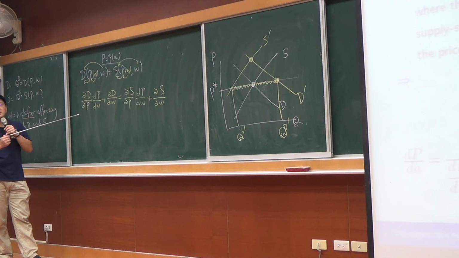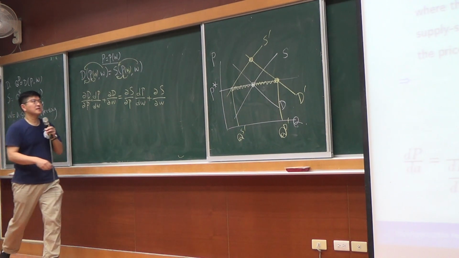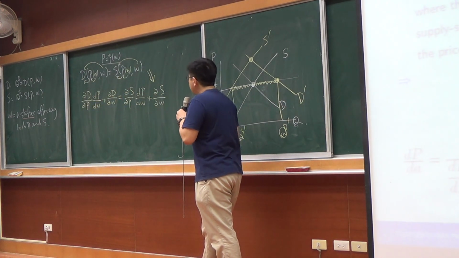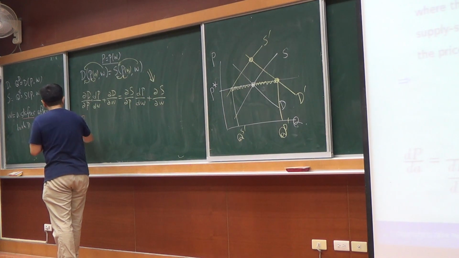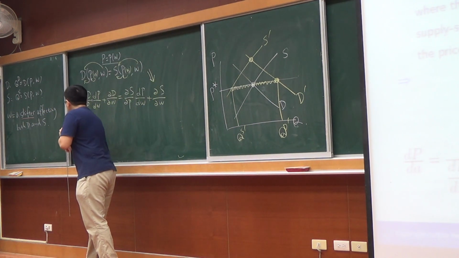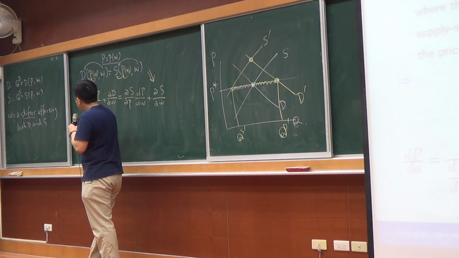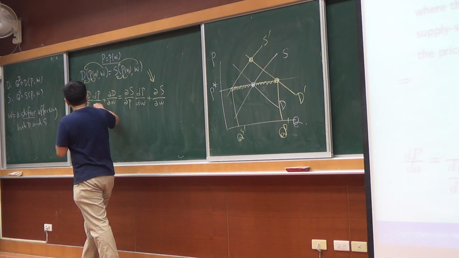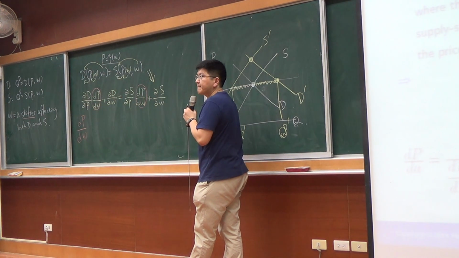I hope you can be familiar with this manipulation. This is just the total differentiation. And now we want to know about this term, dP dW. What is the size of the change in P caused by a 1 unit change in W? We would like to know this. And we have dP dW here, dP dW here. Okay?